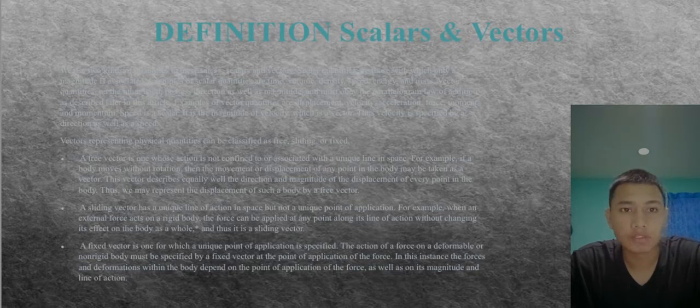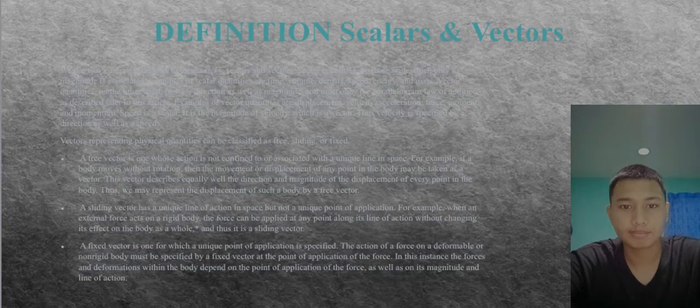The action of a force on a deformable or non-rigid body must be specified by a fixed vector at the point of application of the force. In this case, the force and deformation in the body depend on the point of application of the force as well as on its magnitude and line of action. That's all for me for definition, scalar, and vector.